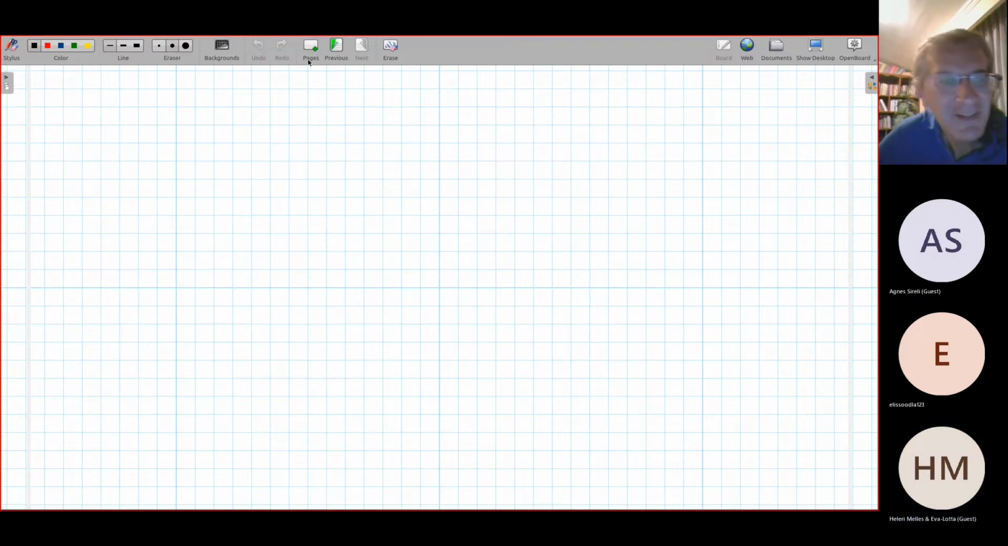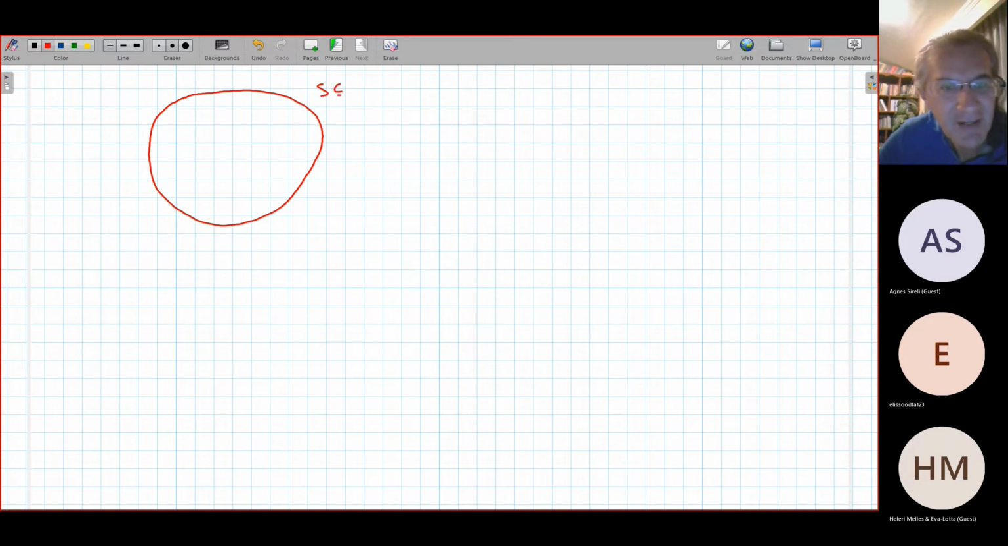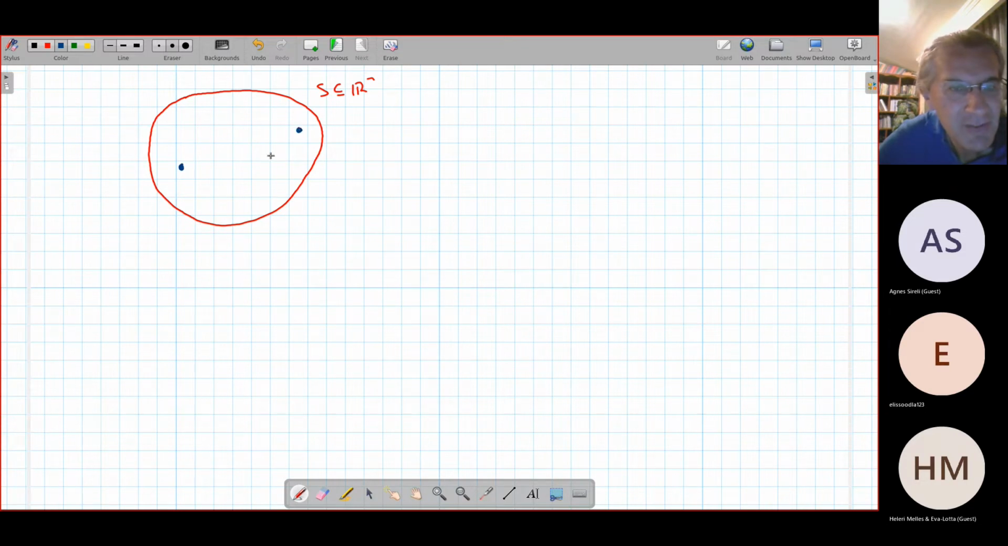Okay, thank you. So what's the meaning of convexity? You have a set. This is my set S in Rn. You say that S is convex if for any 2 points inside S, so this is X and this is Y, the straight line joining these 2 points is always within the set.